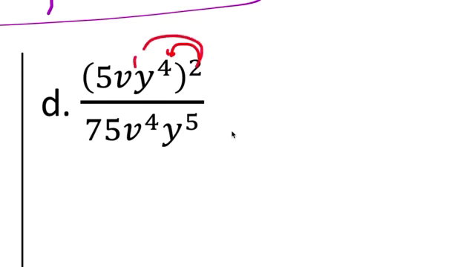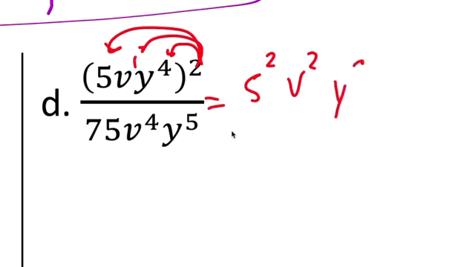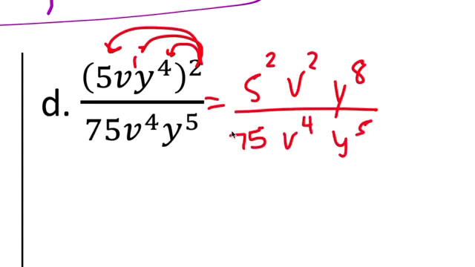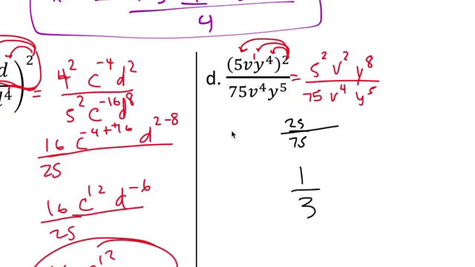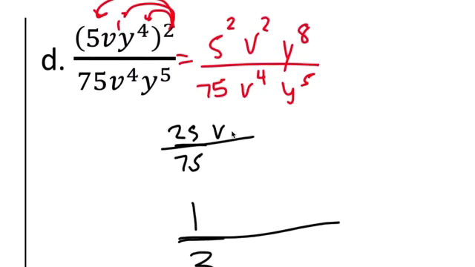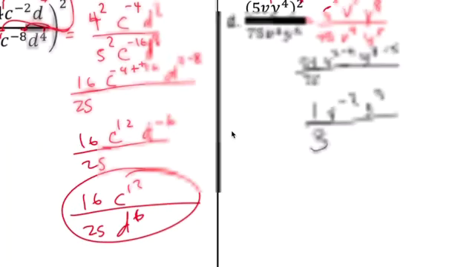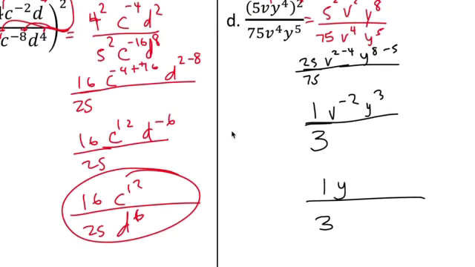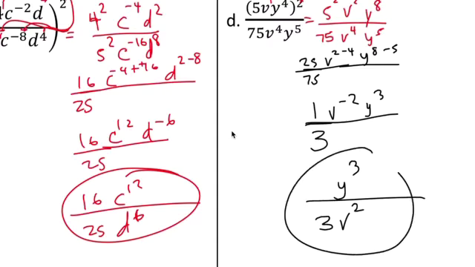Distribute first. 5 to the second, V to the second, Y to the 8. And that's 75, V to the 4th, Y to the 5th. Okay. Subtract the exponent. That's 25 over 75, by the way, which gives it 1/3. Okay. And V to the second minus 4 and Y to the 8th minus 5. So you got V to the negative 2, Y to the 3rd. Final answer is 1 over 3, Y to the 3rd, V to the second power. And 1 can be invisible. There goes your answer.